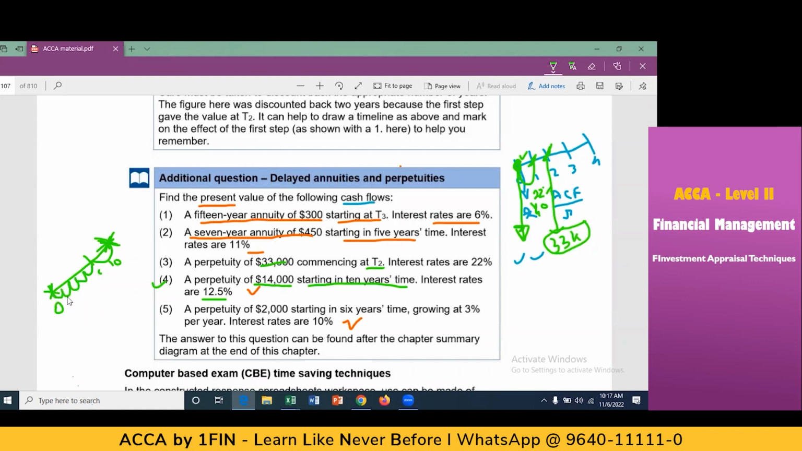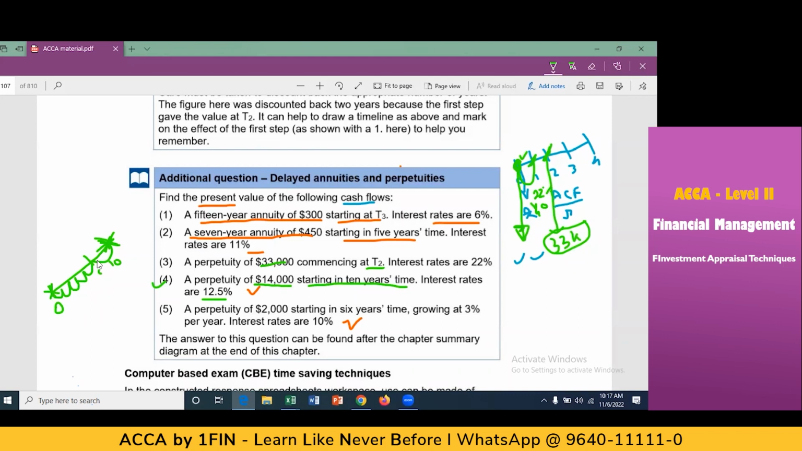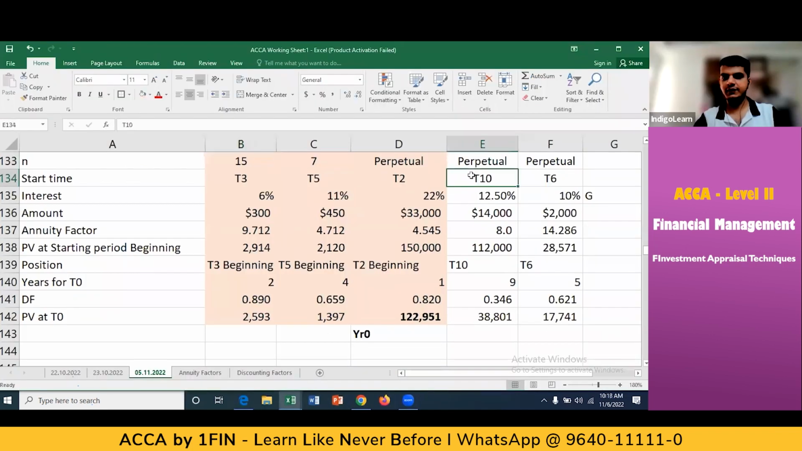Year 1? No, I am at year 10 beginning. Now I have to go to year 0. So how many discounting years are there? 9 years. Okay. So we'll just solve accordingly.